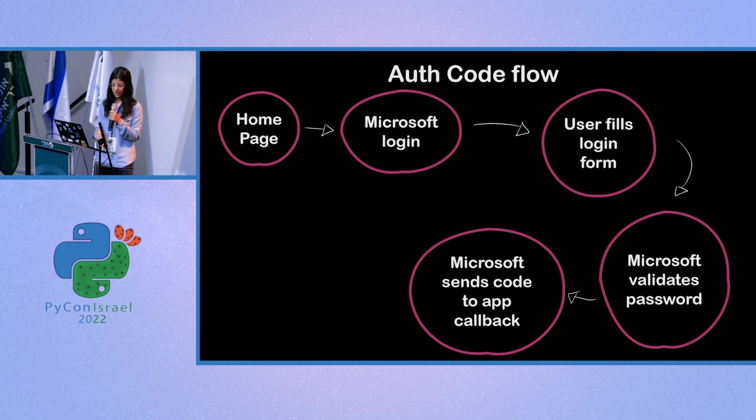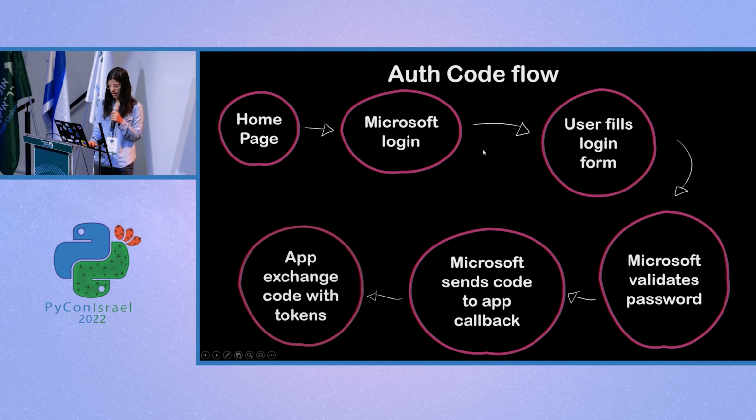How does Microsoft send this? So the app has a callback endpoint, which you will see soon. And Microsoft sends an HTTP request to this endpoint and puts the code as an argument. Now, after the app gets the code from the argument, the app exchanges the code for tokens.